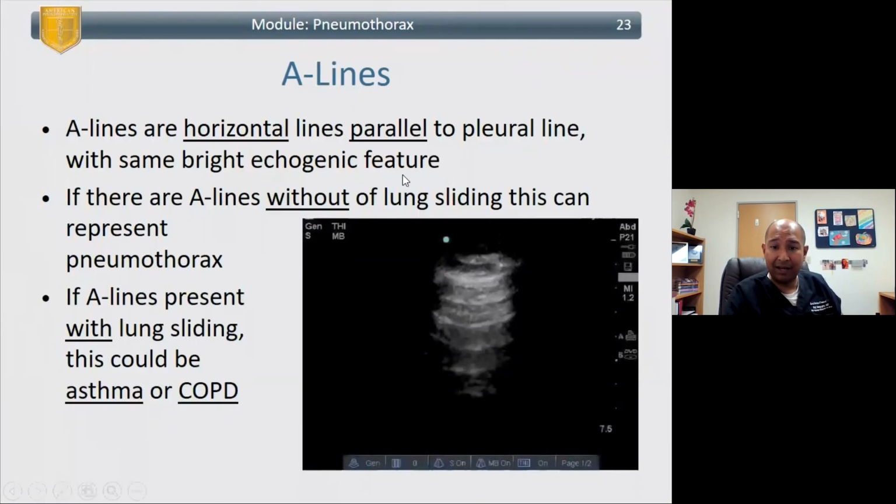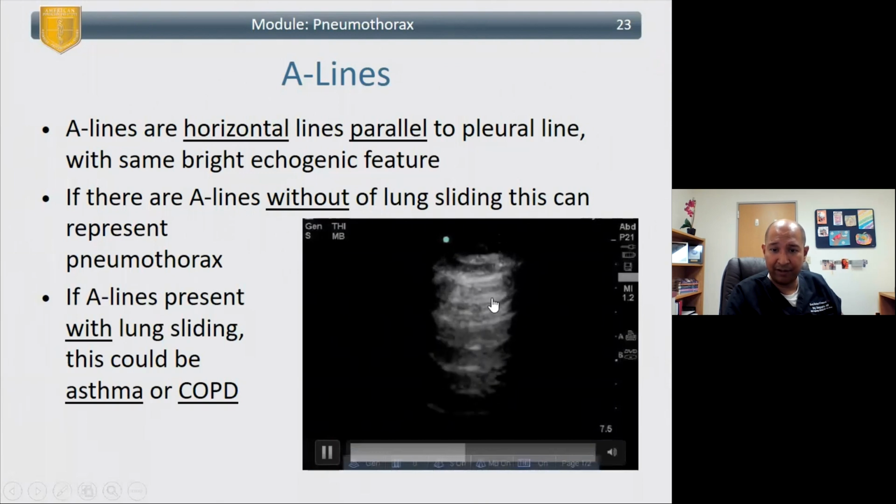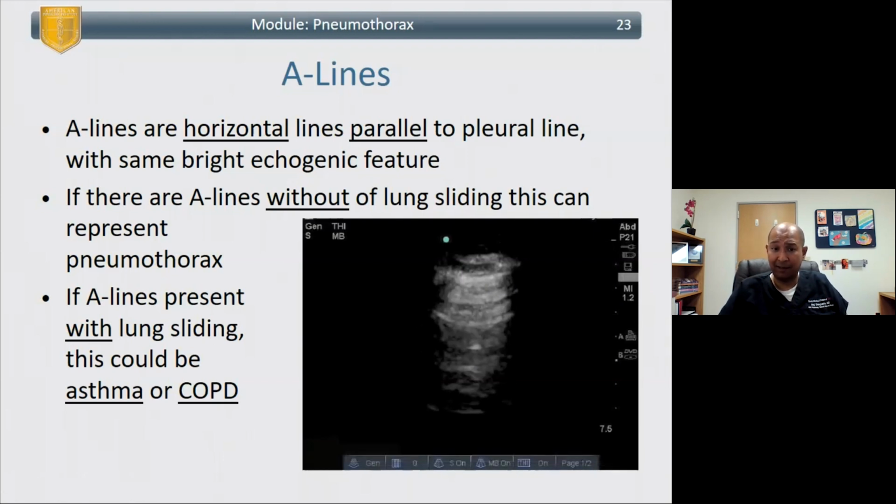Here are going to be some A lines. And while this image is still moving, you can see A line, A line, A line, A line. All these A lines are horizontal lines that are parallel to the pleural line. So A lines are going to be the classic artifact that we see. Sometimes it can be just as bright and echogenic as the pleural line.